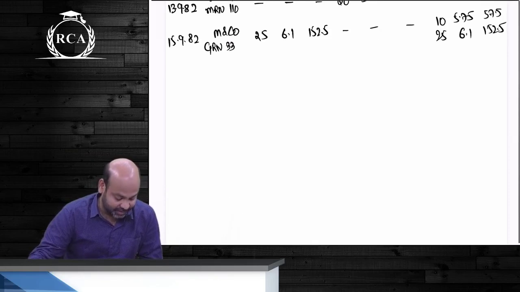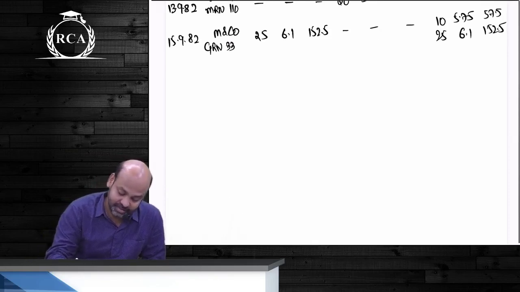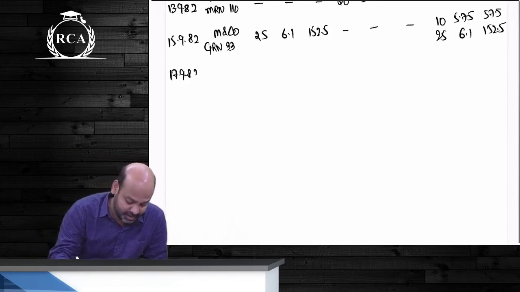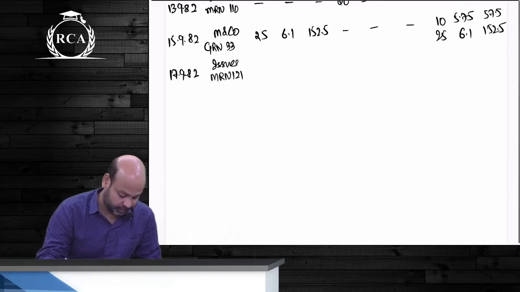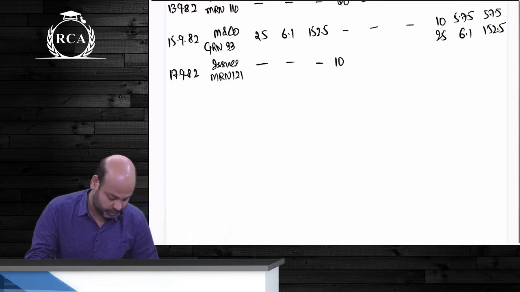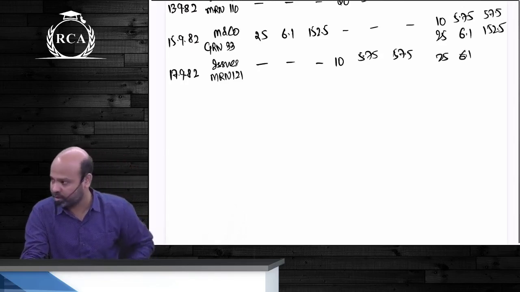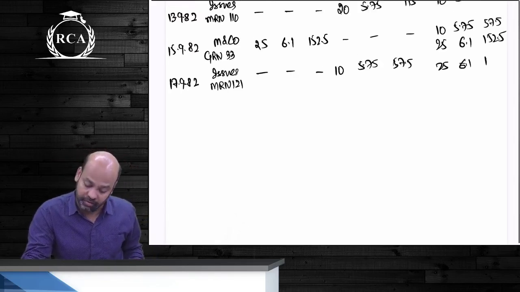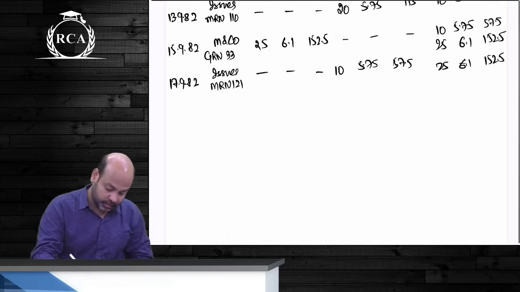Alright guys. Issues with a material requisition number 121. How many units? 10 units. This 10 units will be at a price of 5.75, 57.5. After this you will have 25 units at 6.1. The value, guys, is 152.5.